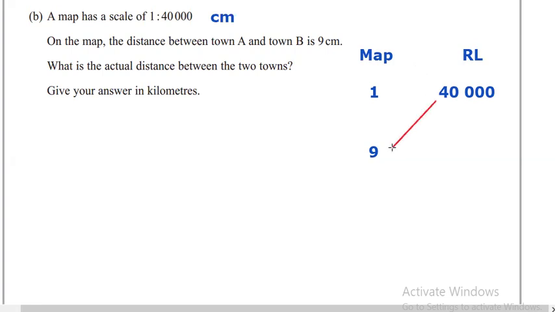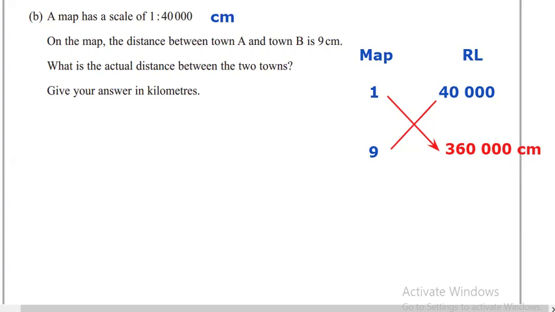Now, how do we do this? Using the cross multiplying method, or cross multiplication, or the X method, you can find the real life distance by multiplying 9 by 40,000 and then dividing by 1. So 9 times 40,000 will be what? It's going to be 36, and we use the 4 zeros, so it's going to be 360,000 centimeters. As we said, all the units here are in centimeters, so the answer that I got will be in centimeters.